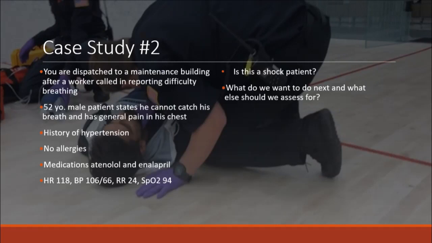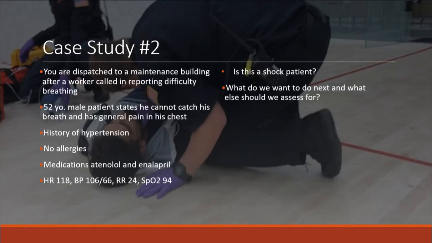So case study 2, we're going to be looking at a little bit different of a situation here. We're dispatched to a maintenance building where a worker is having some difficulty breathing. This is going to be a 52-year-old male, as opposed to our last patient who's pretty young. He can't catch his breath. He has general pain around the chest. The history of hypertension, no allergies, takes some medications. Maybe you know what those are, maybe you don't.